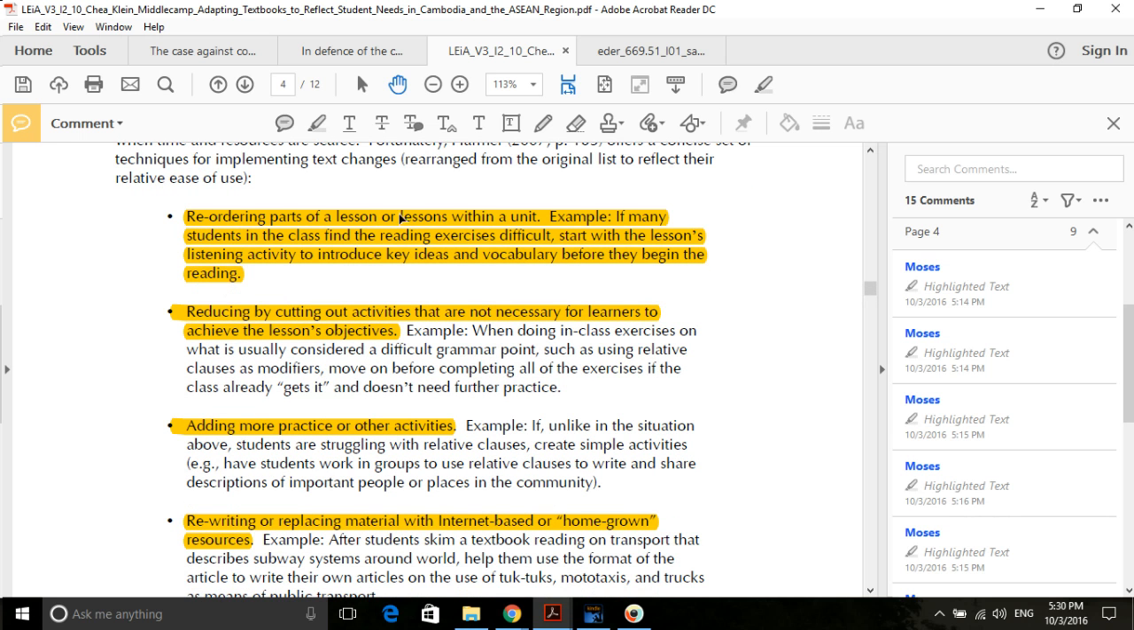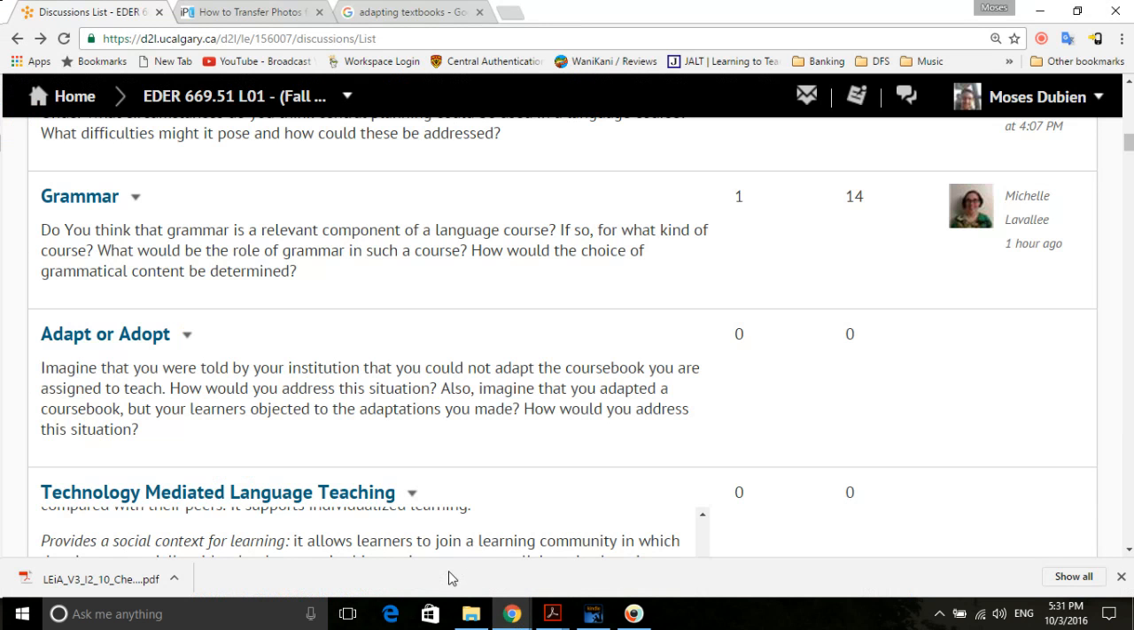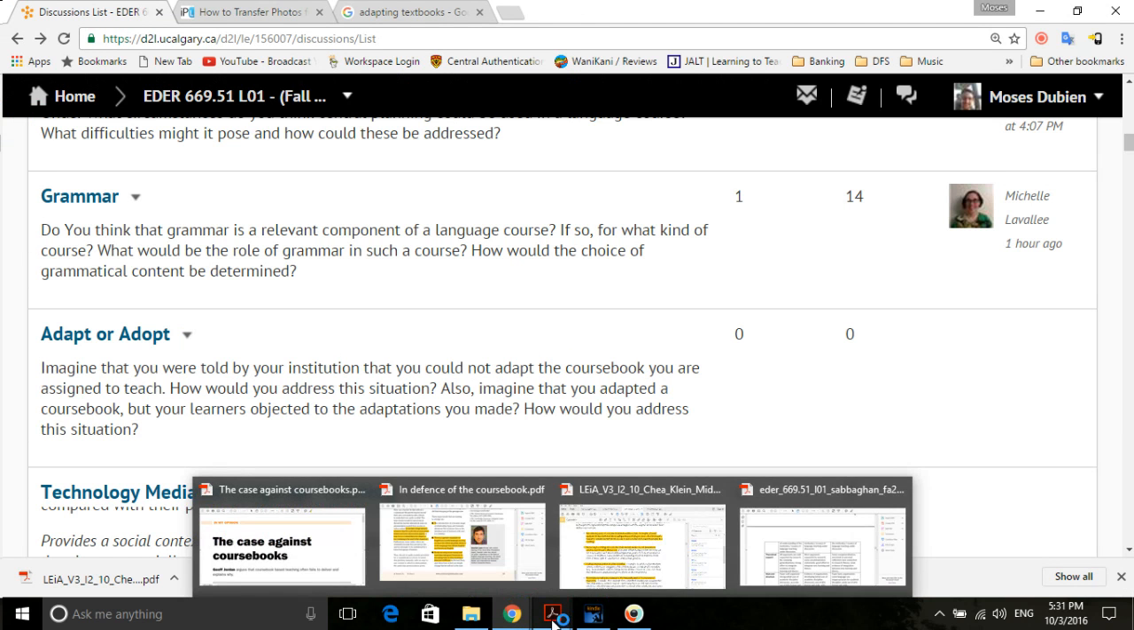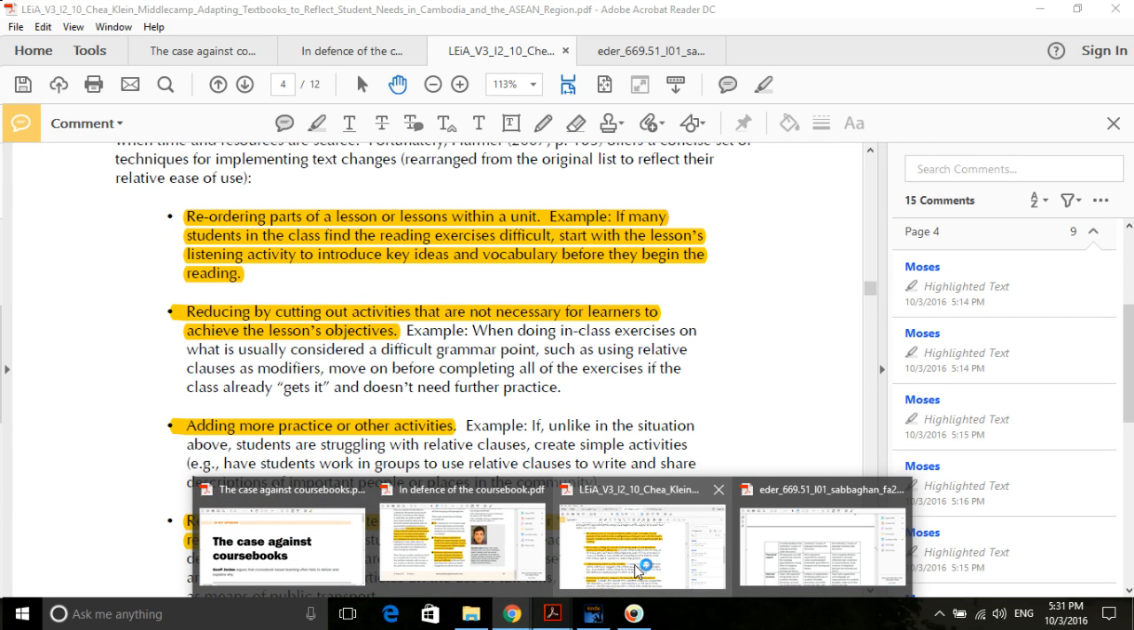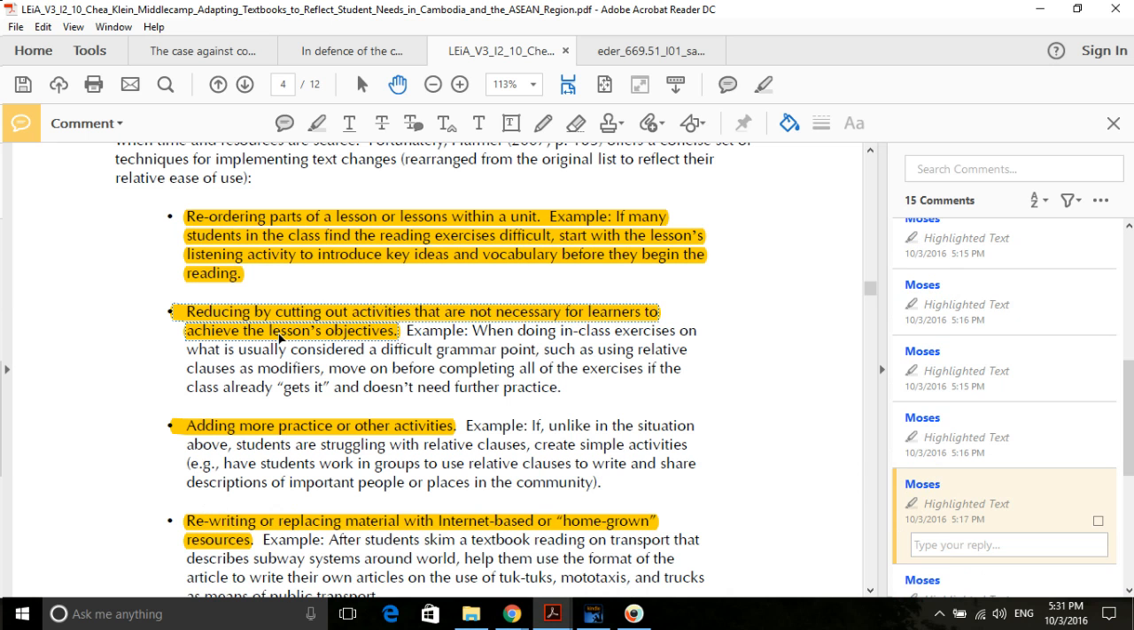Would reordering parts of lessons within a unit in a textbook, so that's not necessarily changing the content per se but is changing the ordering, or would omitting parts of the textbook be considered acceptable, where the activities, it says here, are not necessary for learners to achieve the lesson's objectives? So maybe some parts of the textbook are redundant. Now, given the fact that here they're saying that I could not adapt the course book, chances are that everything in the textbook would be relevant to the lesson, the course objectives, the lesson's objectives.